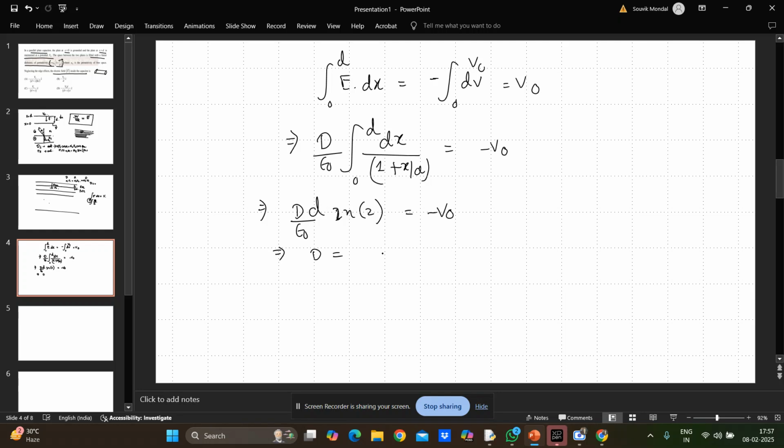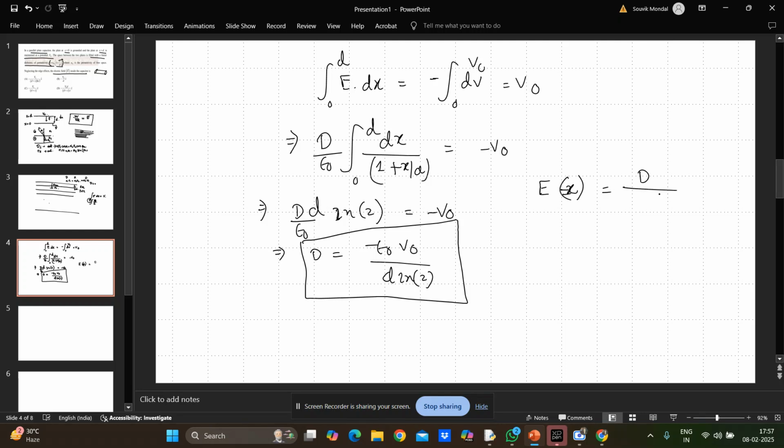So D is equal to epsilon naught V naught by d log 2, right? This D is constant, this value is constant throughout the medium. Okay, now what is E? E of x is simply D by epsilon of x.